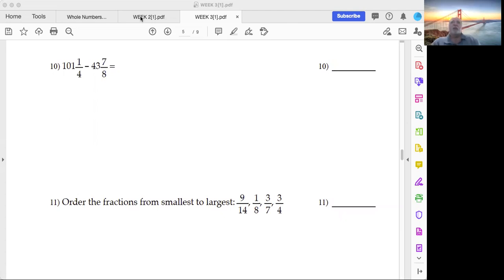101 1/4 minus 43 7/8. All right, let's deal with that. We can subtract 101 and 43. Let's do that. 48. Now we have to subtract 1/4 and 7/8. 1/4 minus 7/8.